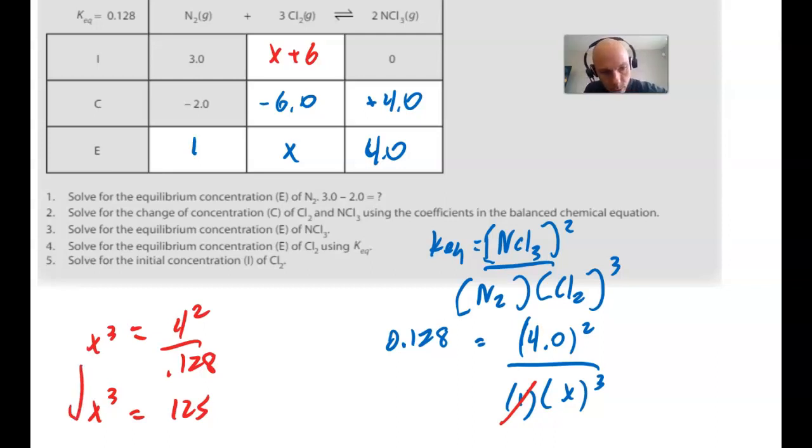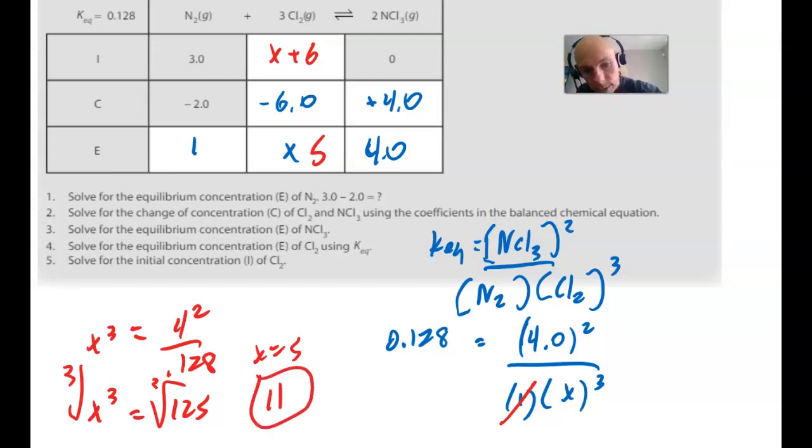If I take the cube root of both sides, X equals 5. So the equilibrium concentration of chlorine is 5. And if it went down by 6, that means it had to have started at 11. So the initial concentration of chlorine, which is what we're ultimately solving for, is going to be 11.